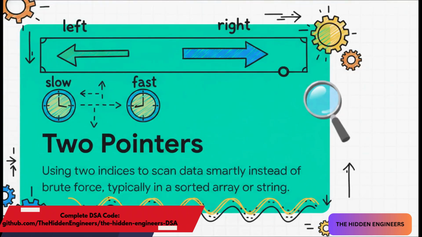Well, at its core, it's just about using two little markers or indices to scan through your data in a really smart way. Instead of that messy nested loop approach where you compare everything to everything, you just make one single clean pass. The whole game is moving those pointers based on some simple logic. The key words here are scan data smartly.